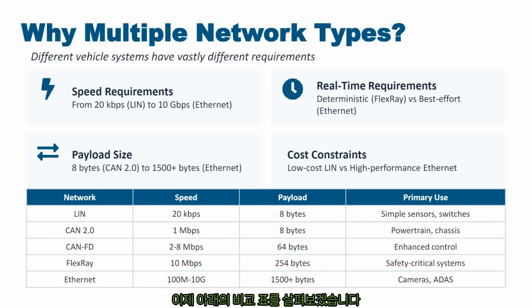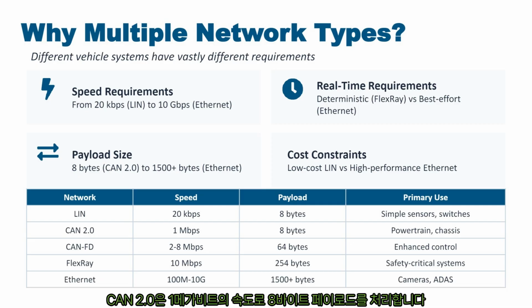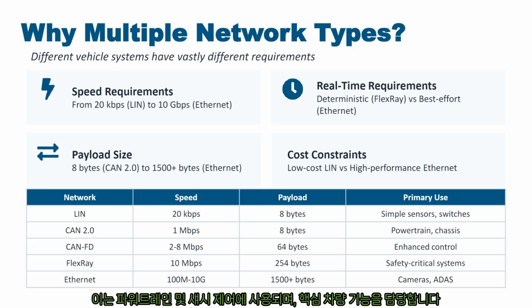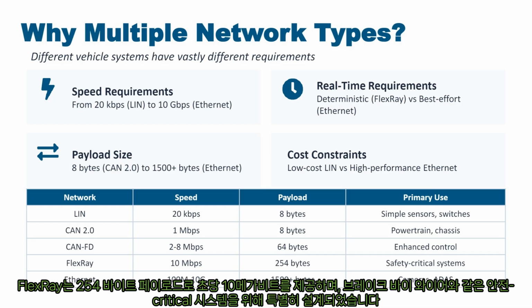Now, let's look at the comparison table at the bottom. LIN runs at 20 kilobits per second. It's perfect for simple sensors and switches like window controls or seat adjusters. CAN 2.0, the workhorse, runs at 1 megabit per second with 8-byte payloads. It's used for powertrain and chassis control, the core vehicle functions. CAN FD steps it up to 2 to 8 megabits per second with 64-byte payloads for enhanced control applications. FlexRay offers 10 megabits per second with 254-byte payloads, specifically designed for safety-critical systems like brake-by-wire.